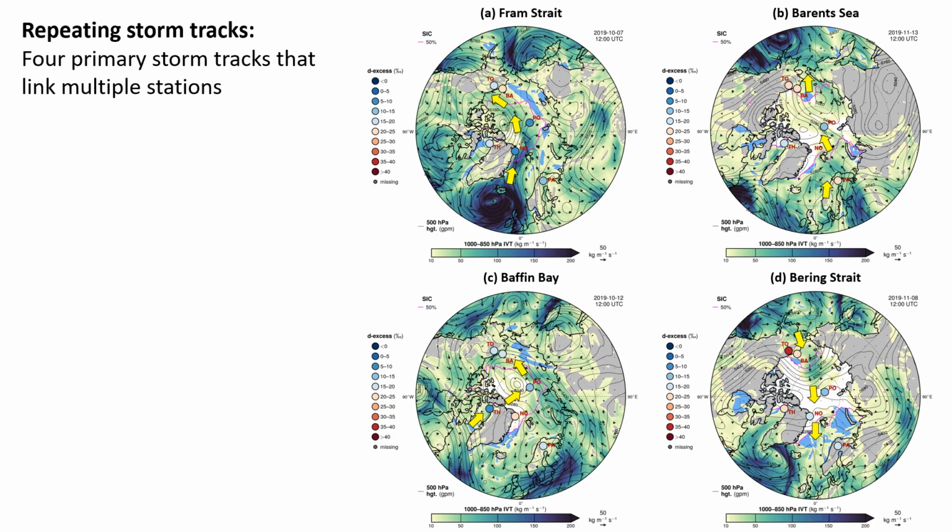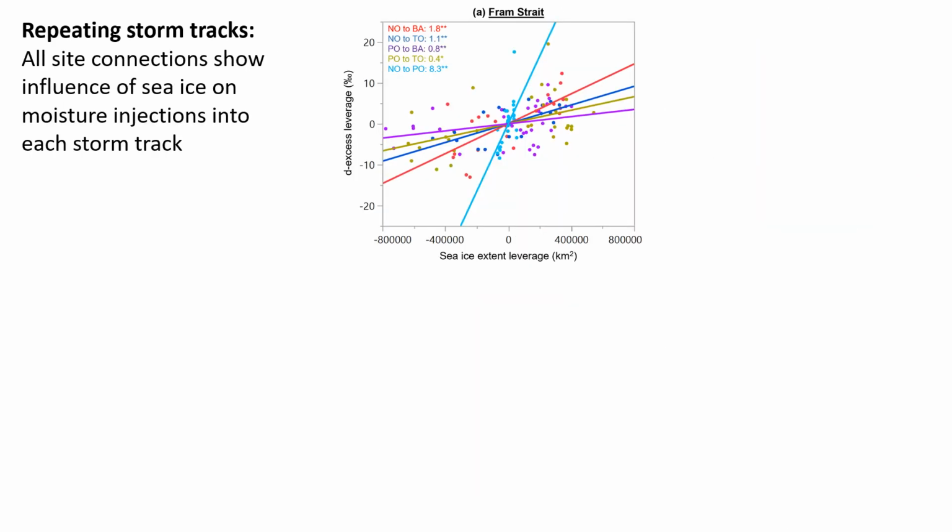We can do the same sort of exercise for 4 key Arctic storm tracks. I've already described the Fram Strait track. We will also examine 2 other North Atlantic-based tracks, the Barents Sea track, which incorporates Pallas at the upstream end, and the Baffin Bay track that incorporates Thule at the upstream end. We'll also examine the North Pacific-based Bering Strait storm track that starts with moisture entering past Barrow and Tulik and exits into the North Atlantic past Nord.